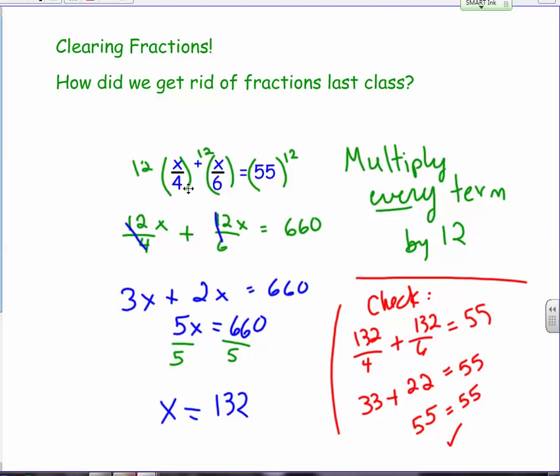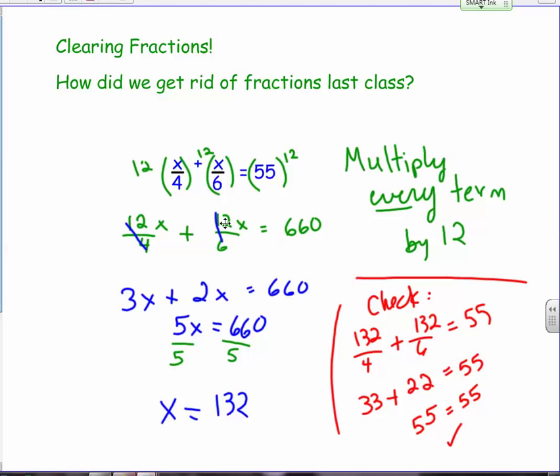So if the least common multiple of 4 and 6 is 12, then you want to multiply every term by 12. So it's 12 times x over 4. And just write it like that, 12x over 4. 12 times x over 6. And then 12 times 55. So 12 times x divided by 4 is the same thing as 12 fourths x. So 12 divided by 4 is 3. And now we have 3x and the fraction's gone.